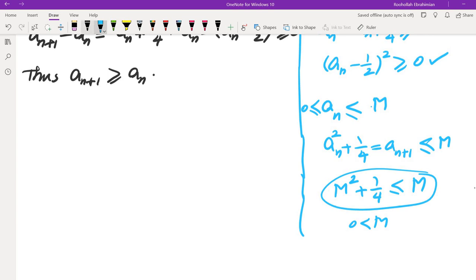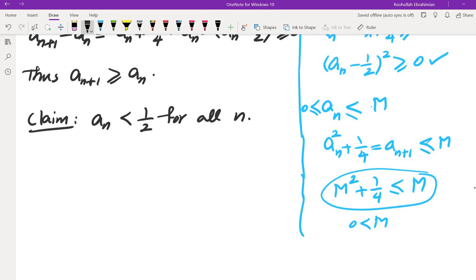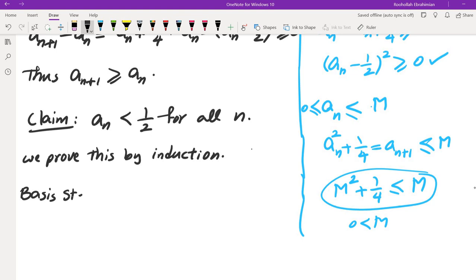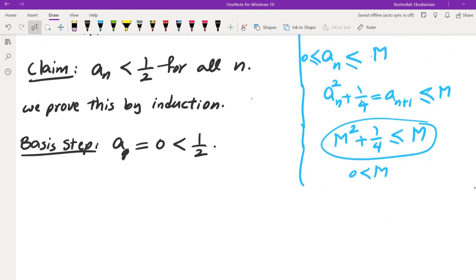So we're going to claim that a_n is less than 1/2 for all n. We prove this by induction. Basis step is clear. a_1 is 0, which is less than 1/2. Inductive step.